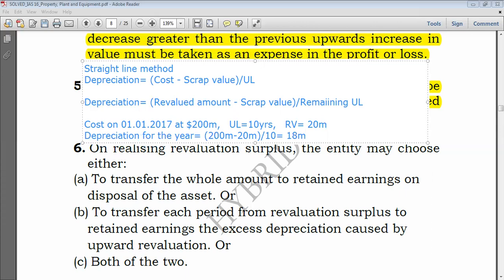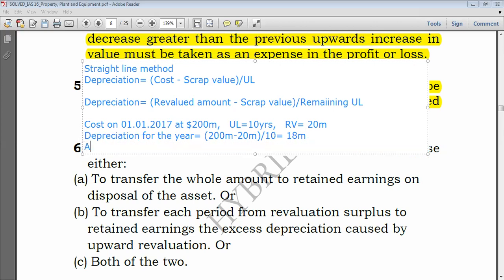Let's say we are at the end of which year? 2017 has passed, 2018 has passed, 2019, 2020, let's say 4 years have passed. So what would the accumulated depreciation be at the end of 2020, 31st December 2020? I would take the depreciation per year, that is 18 million, and multiply it by 4, ending up with 72 million.